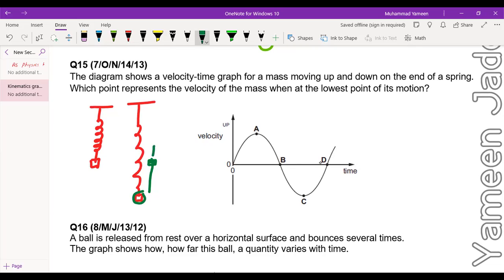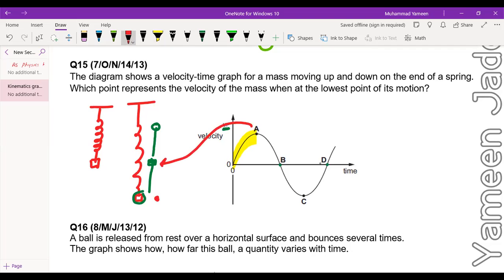Then as it moves in the upward direction, it slows down. Okay, so at the bottom or at the top, the speed is 0. So the lowest point can be either B or D. So how do we decide which one is the correct option? So this shows the up direction. At t equal to 0, this means the object is at the bottom. Okay, it moves in the upward direction and the velocity of the object increases, it becomes maximum. That shows this point.